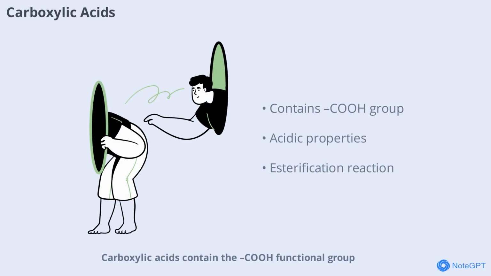Carboxylic acids contain the COOH functional group and are known for their acidic properties. We'll discuss their structure, naming, and key reactions such as esterification and decarboxylation. Carboxylic acids are found in many biological molecules and are important in both synthetic and natural chemistry.